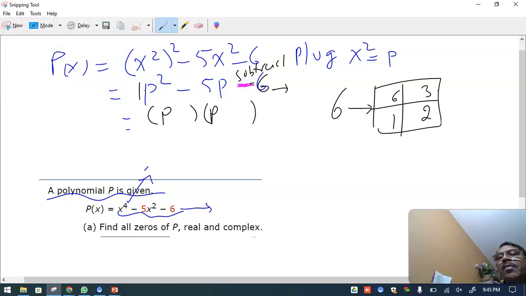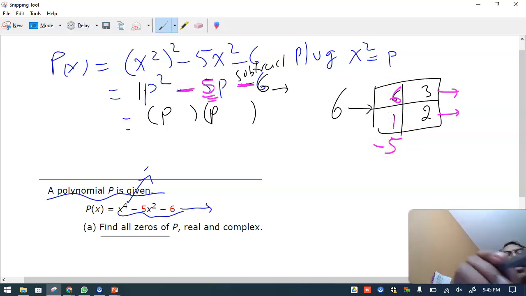So, if one of them has to be positive, one of them has to be negative. Now, the middle number is minus 5. So when you subtract, it has to be minus 5. So we want to, first of all, when you subtract, it has to be 5. Let's say 6 minus 1 is 5. But it is minus 5.